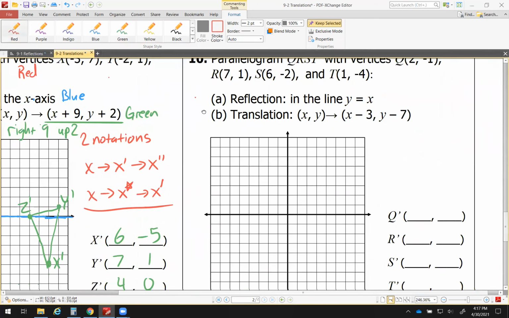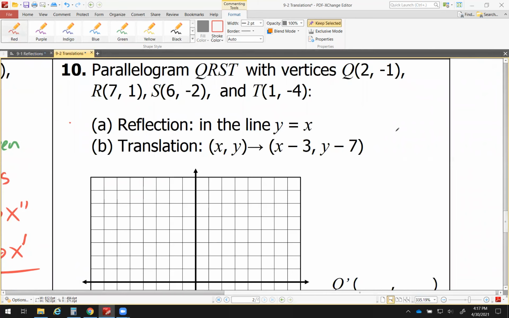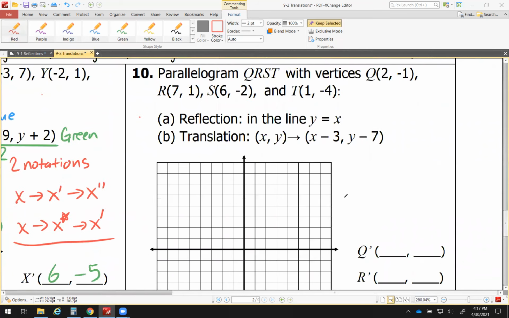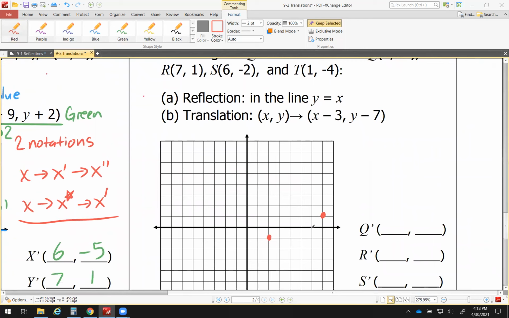Numbers 10 and 12, and we're done. I'll talk about the homework. Parallelogram QRST with vertices 2, -1, that's Q, 7, 1 for R, S is 6, -2, and T is 1, -4. So that's Q, R, S, T.